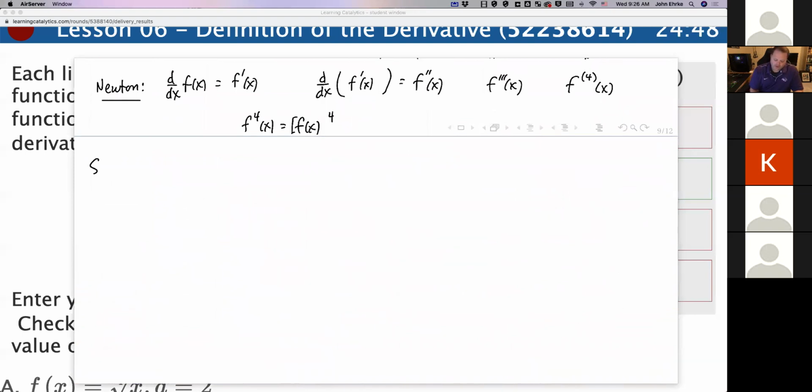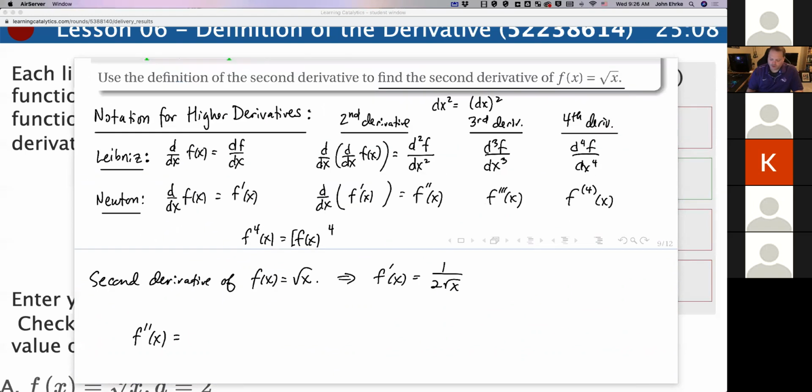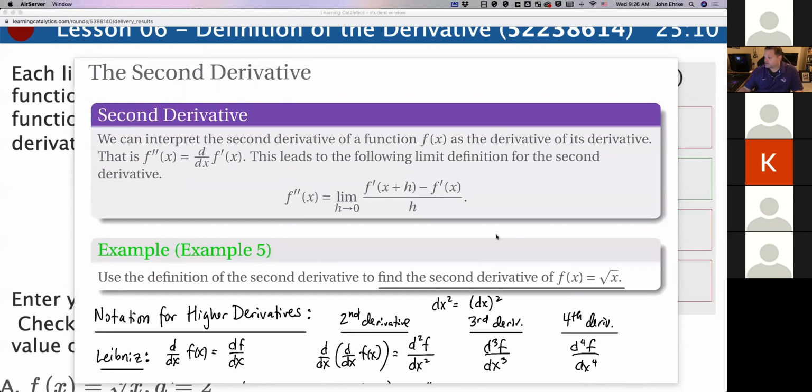So I'm looking at the second derivative of the square root function. Now we know previously that the first derivative resulted in 1 over 2 square root x. So if I want to calculate the second derivative, the formula for that, by the way, if you missed it, the formula for the second derivative is right here.